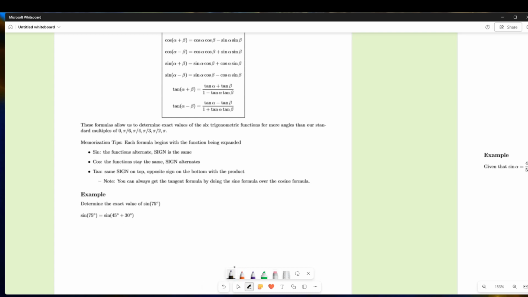But again, we're practicing it more as a manipulation tool. Now, it might be tempting to imagine, hey, couldn't we just take the sine of 45 degrees and add that to the sine of 30 degrees? That would be nice, but unfortunately, it's not true.